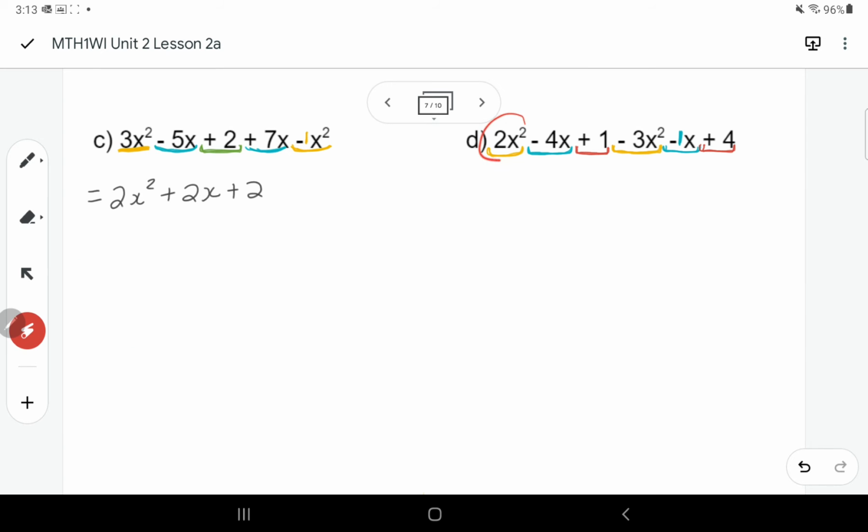So now I've got 2x squared minus 3x squared. So I add and subtract the numbers. 2 take away 3 is -1, and then I keep the variable and exponent part the same. The next piece, -4x minus 1x. These are the blue ones. -4, take away 1 more. It's like getting 1 degree colder. It would be -5x. And the last ones, +1 and +4, those will just add up to 5. So make sure you've got this one copied down.